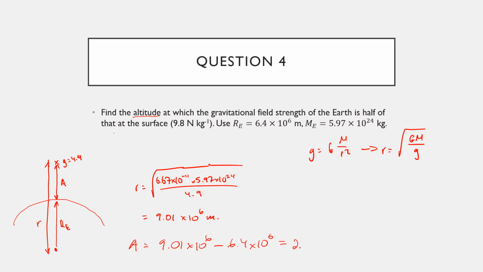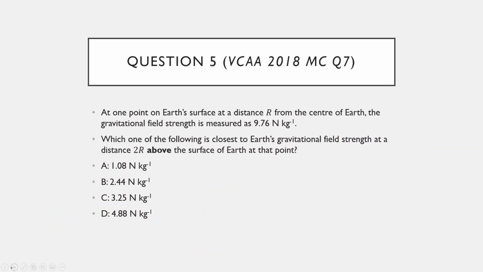And I end up getting something around 2.61 times 10 to the 6 meters. Okay, so that's the altitude above the surface that we're talking about, whereas this number here is the distance from the center of mass. Cool. All right, so that's pretty much everything that you can do with altitude. Not too crazy there. All right, let's look at one more.